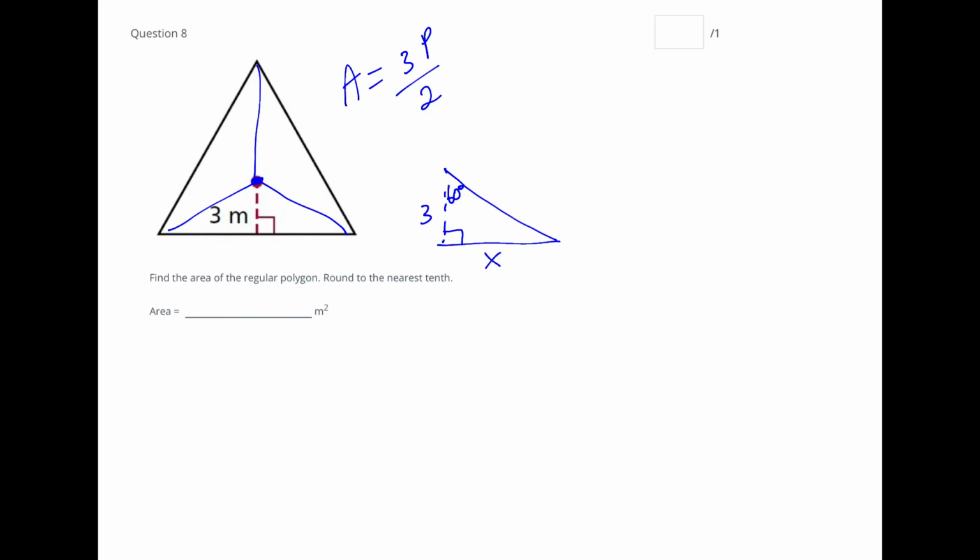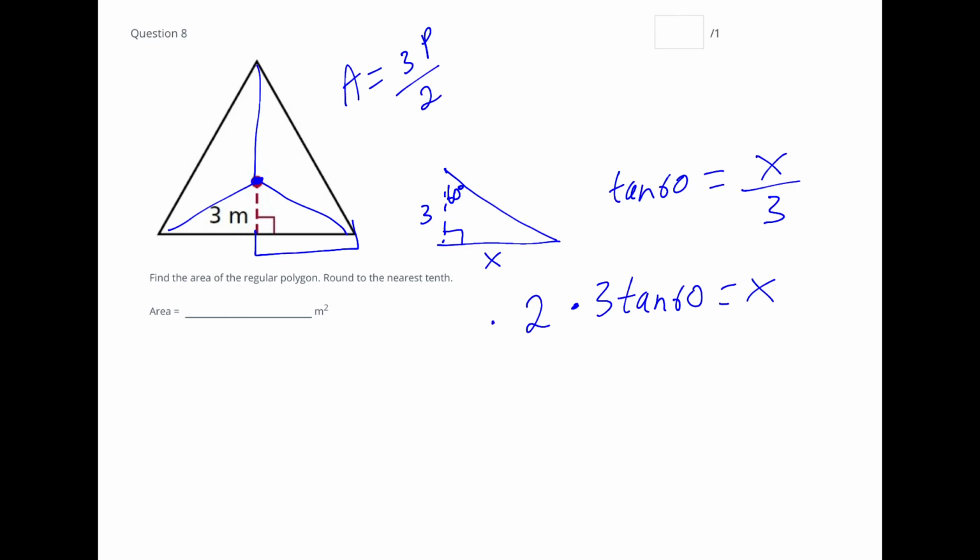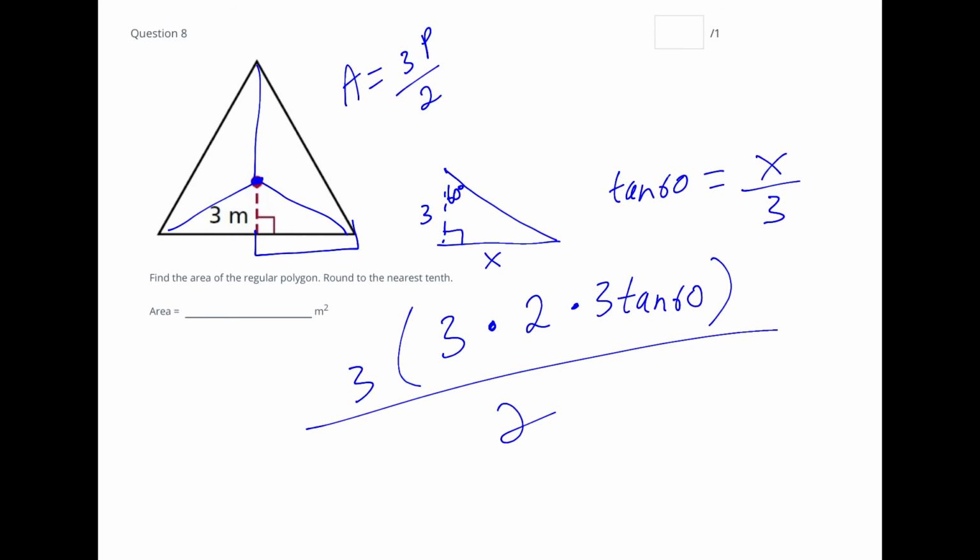So if you remember things about 30, 60, 90 triangles, there's a shortcut. If you don't, we can say that the tangent of 60 is equal to x over 3, or 3 tan 60 is equal to x. So I know that's half of one of the bases, so I'm going to double this. And then there's 3 bases, so I'm going to multiply by 3, and that gives me the perimeter. I'm doing this just to avoid rounding before the very end. So I'm going to take 3 times all of this, divided by 2. If I do that correctly, I get 46.76, which is just 46.8.